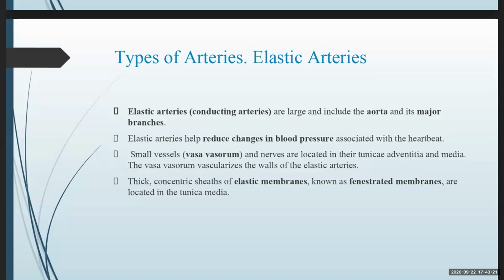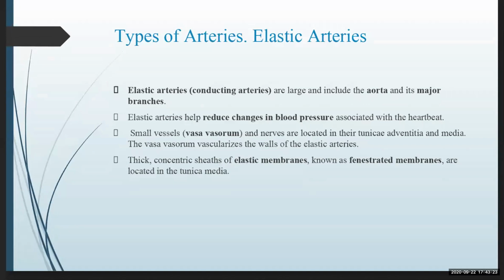So about elastic arteries, what is their function? We know that there is something like blood pressure. Blood pressure should be normal, but sometimes it is increased.